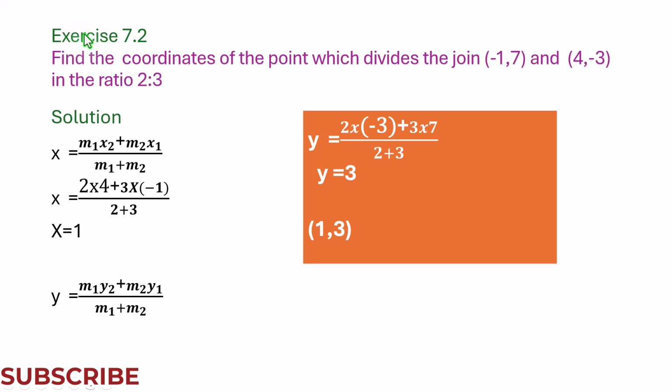Then the illustration. Exercise 7.2, first question: find the coordinates of the point which divides the line joining (-1, 7) and (4, -3) in the ratio 2:3. Here m1 is 2, m2 is 3, x1 is -1, x2 is 4, y1 is 7, y2 is -3. Putting the values, x is equal to (2 into 4 plus 3 into -1) by (2 plus 3), which is 5 by 5, that is 1. Then y is equal to (m1 y2 plus m2 y1) upon (m1 plus m2). Putting the values, y is equal to 3. The coordinate is (1, 3).